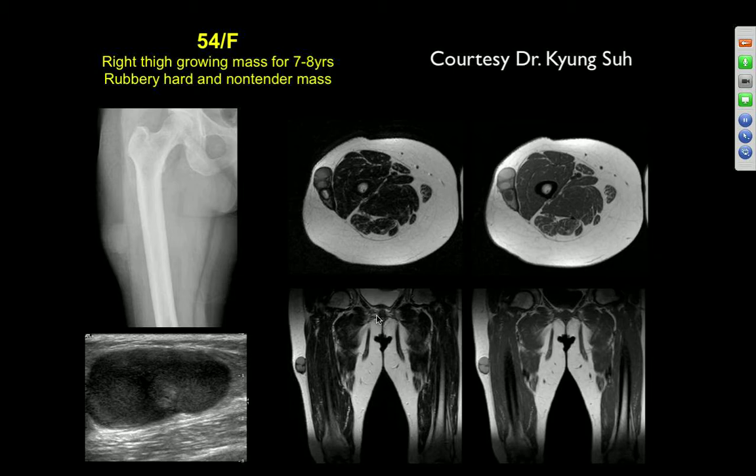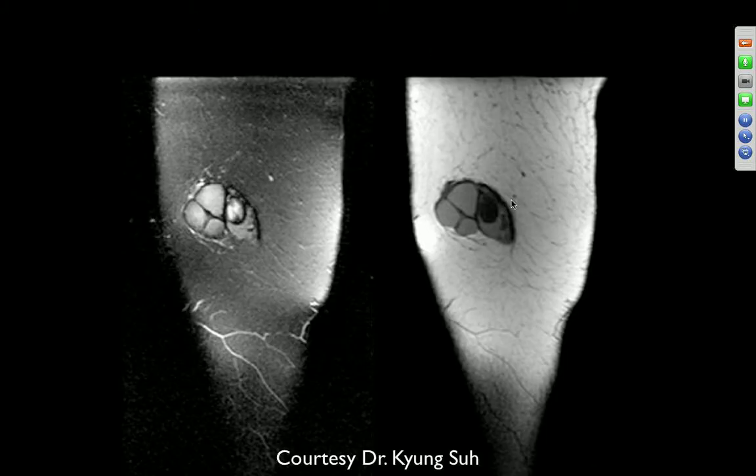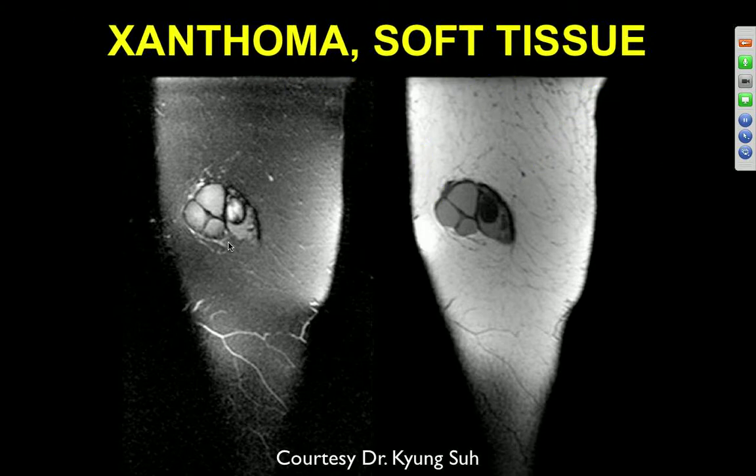50-year-old female, right thigh mass growing for 7 to 8 years, rubbery hard and non-tender. We can see it on the plain film here, ultrasound characteristics, and then here's this mass in the subcutaneous tissues on the MR examination. And there it looks like it has a lot of fibrous bands in it, a lot of inhomogeneous signal, areas of probably fluid here, bright on the fat suppressed, and that was a xanthoma of the soft tissues.